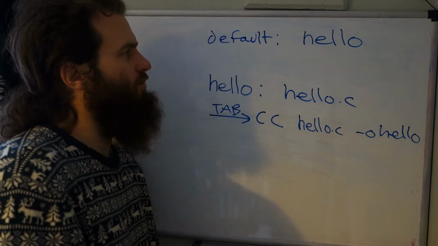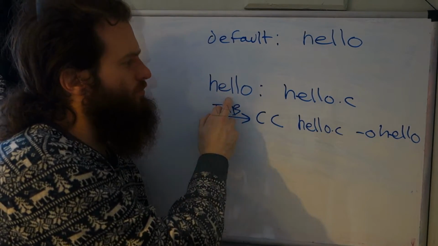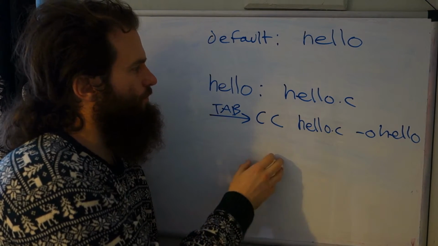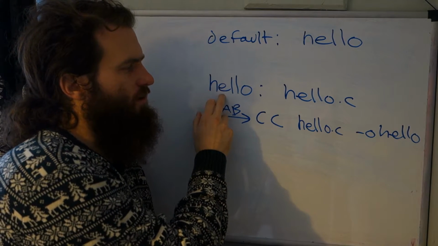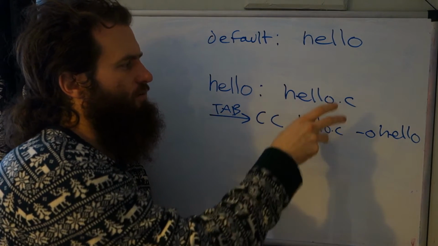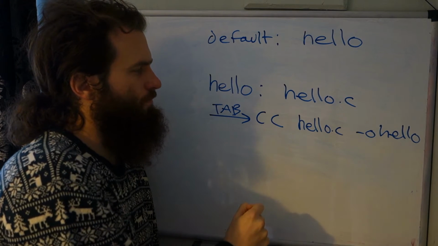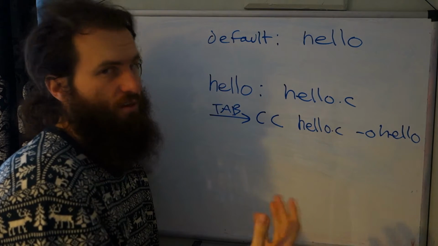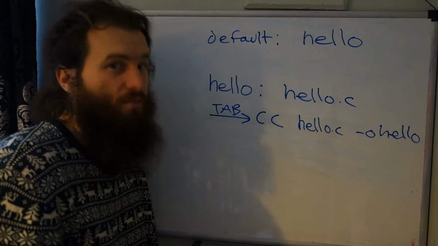So when we call default, it goes to target hello. There are two ways in which a target can trigger a rule to be built. First of all, if the target is a file name and it doesn't exist and there are no prerequisites, then the target will be built. The target will be built, actually regardless of the prerequisites, if the file doesn't exist, because we need to build that target.